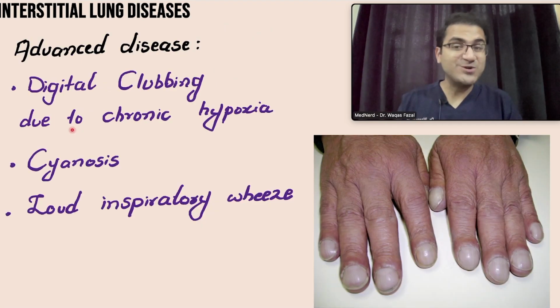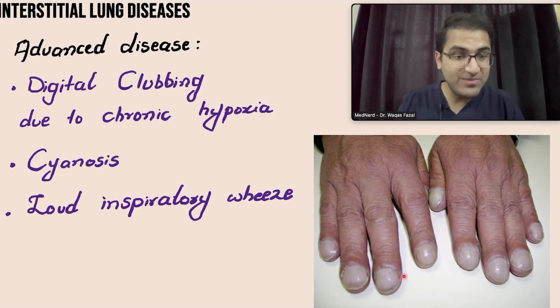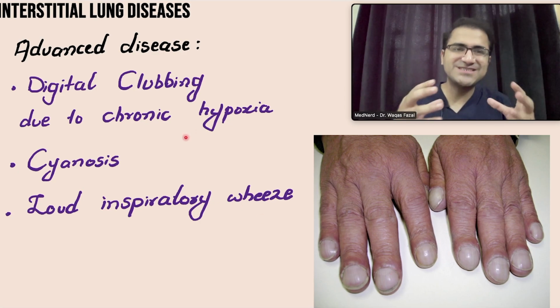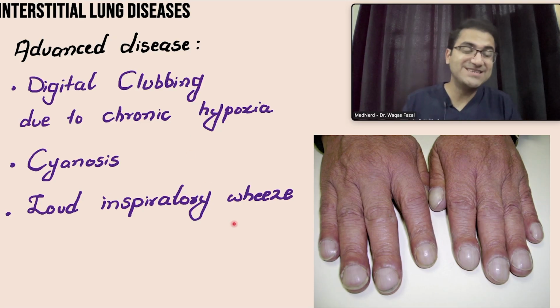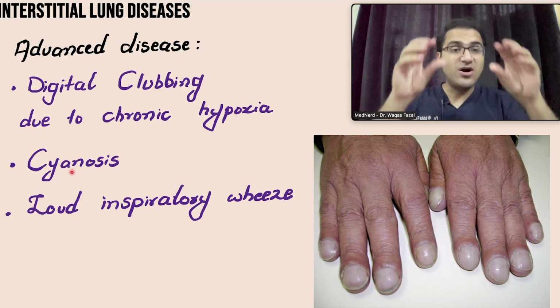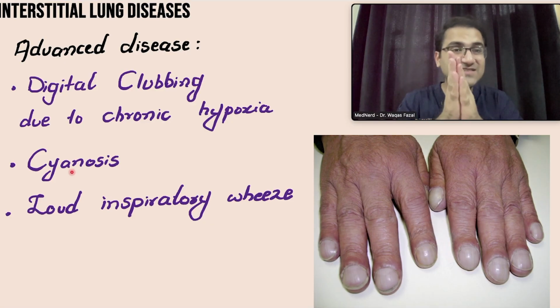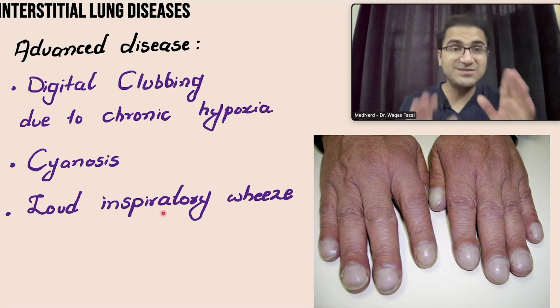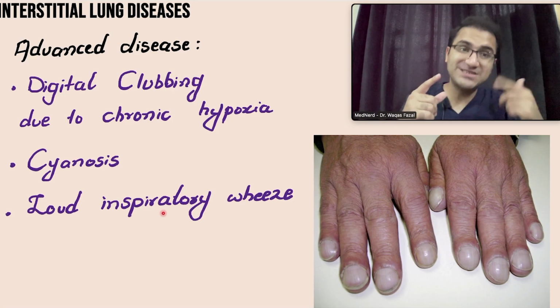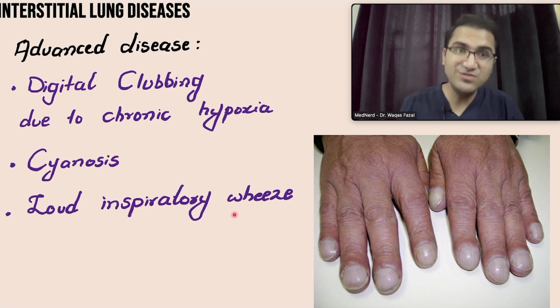In the advanced stages, you would see digital clubbing of the nails due to chronic hypoxia. Due to chronic hypoxia, inflammatory mediators like platelet-derived growth factors will be released, and these growth factors cause growth of the connective tissue, and the nails will be rounded. Digital clubbing will be seen. Cyanosis due to hypoxia, because the functional layer of the alveoli is fibrosed and gas exchange cannot take place. There can be loud inspiratory wheezes in the later stages. Remember, in the initial stages, the most common presentation would be inspiratory crackles, but in some patients in the advanced stages, you would also hear loud inspiratory wheezes.